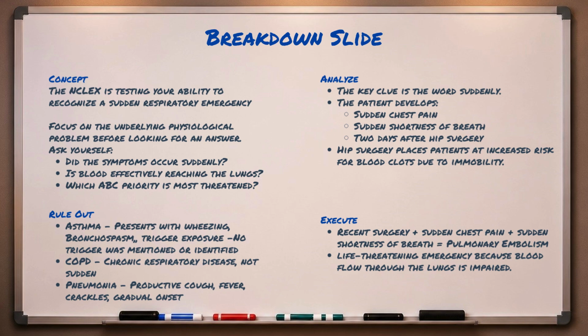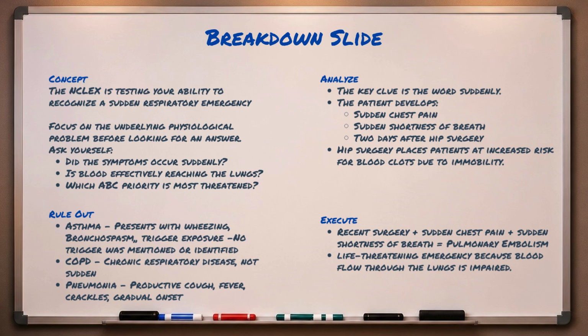Now, let's analyze the question. The biggest clue is the word suddenly. The patient suddenly develops chest pain. The patient suddenly develops shortness of breath. And these symptoms occur only 2 days after hip surgery. Hip surgery increases the risk of blood clot formation because patients are often less mobile during recovery. If a clot forms in the leg and breaks loose, it can travel to the lungs and become a pulmonary embolism. This is why recent surgery is such a huge NCLEX clue. Think, recent surgery plus sudden symptoms equals pulmonary embolism until proven otherwise.